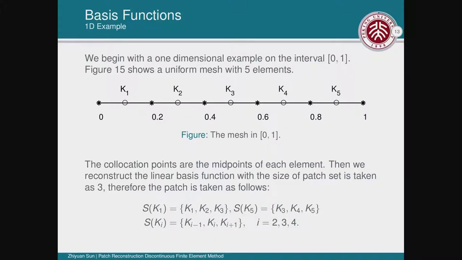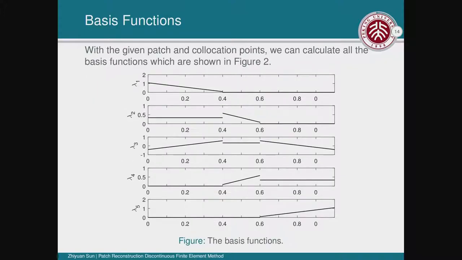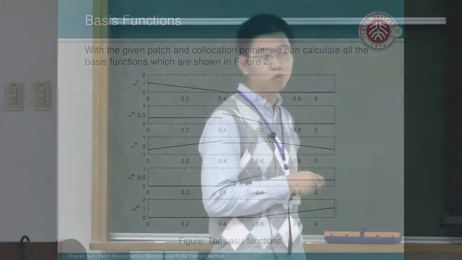Just as I mentioned, we also use the 1D problem as the example, and the numerical settings are the same as previously, and we want to get the linear approximation for our functions. So here is what the basis functions look like. From top down, number 1, number 2, number 3, number 5. You can see that sometimes it is continuous, but sometimes it is discontinuous on the element faces. We will explain it later. And the support of the basis function is also related to the element patch, but the two are not equal to each other.